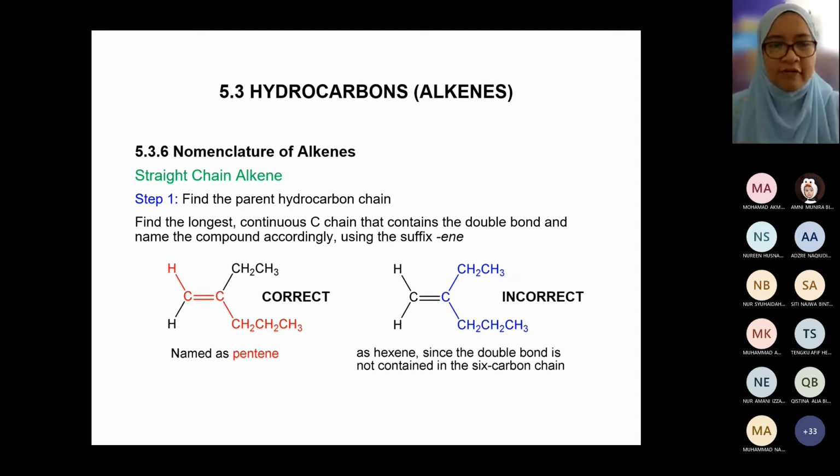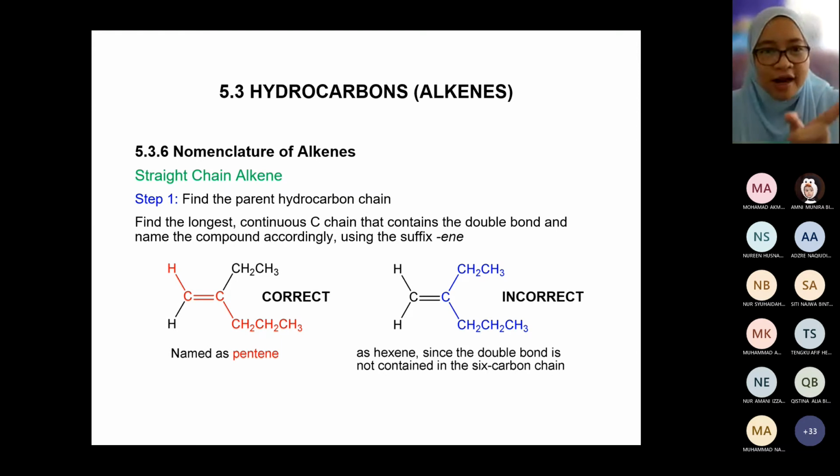Straight chain of alkene. Basically the steps are the same. We will adapt the same steps that we have learned in hydrocarbons last time. It's just that there are a few things that I would like to highlight. So we've started to enter functional groups. Alkene is considered a homologous series. Its functional group is C double bond C, right?